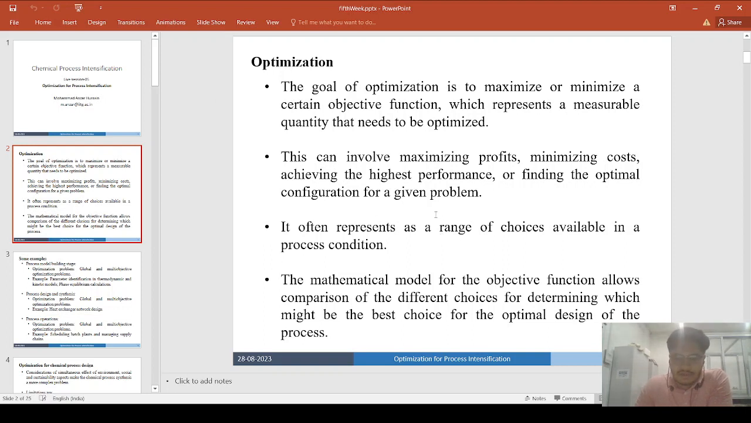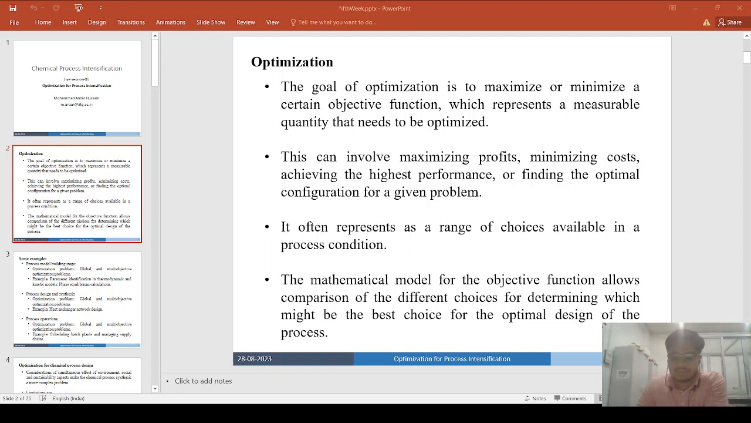So what is optimization? Optimization is a series of techniques, a series of mathematical calculations and steps that you perform to achieve a certain goal, and that goal is to maximize or minimize a certain objective function which represents a measurable quantity that needs to be optimized. That is the definition of optimization.